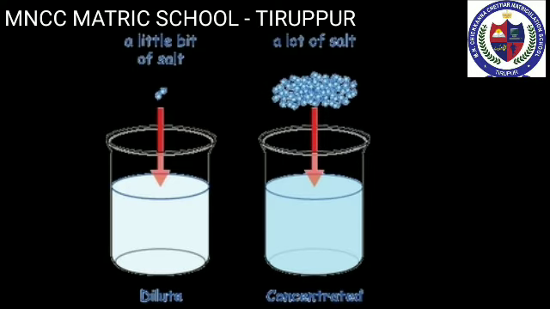Now let's learn about classification based on concentration. A solution that has a relatively large amount of acid dissolved in solvent is called concentrated acid, and one that has a relatively smaller amount of acid dissolved in water is called dilute acid.